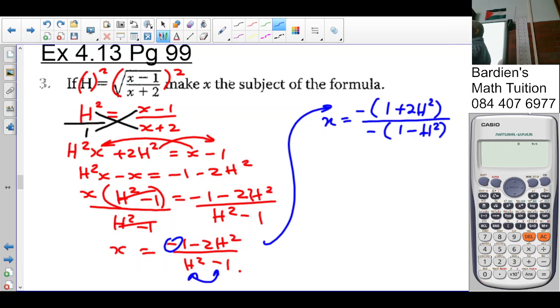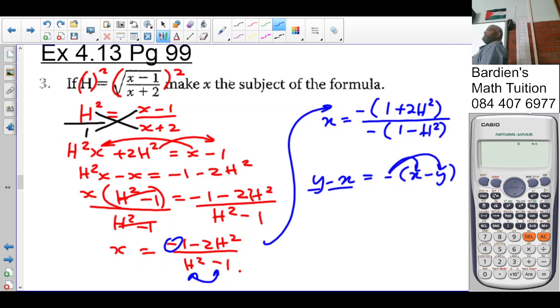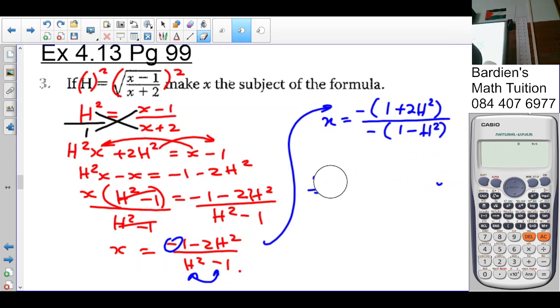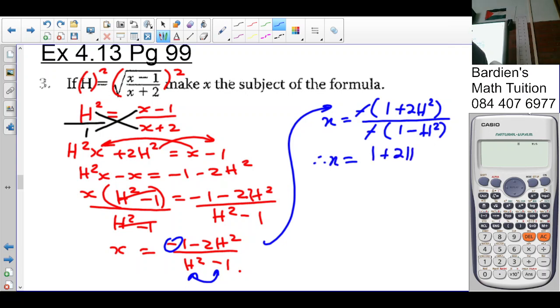You say there must be a plus here. No. Don't you remember when you swap this around and negative comes out? Because if you multiply this in, that's going to give you negative x plus 1. So when you swap that around and negative comes out, the negative stays there. No? So what happens now? That negative is cancelled. So therefore x could also be written as 1 plus 2h squared over 1 minus h squared. Both of it is acceptable. You're going to get full marks either way.